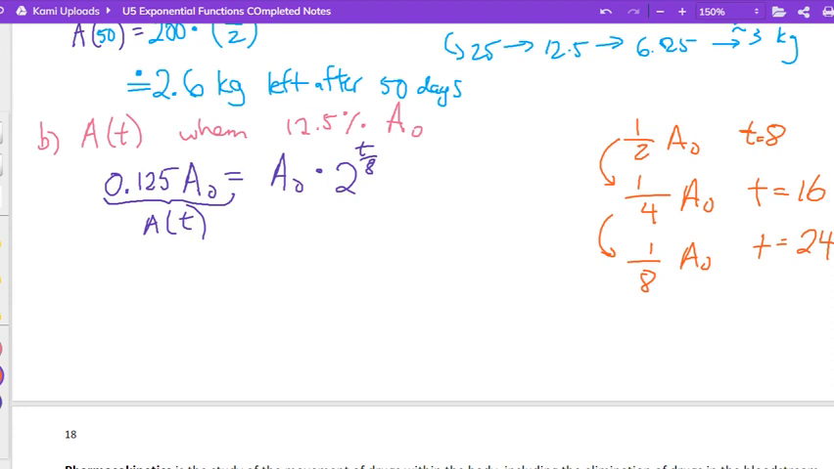It's the double cancel out, right? I can cancel out the A naught. Cancel out A naught. Star. Exclamation mark. Smiley face. Important.